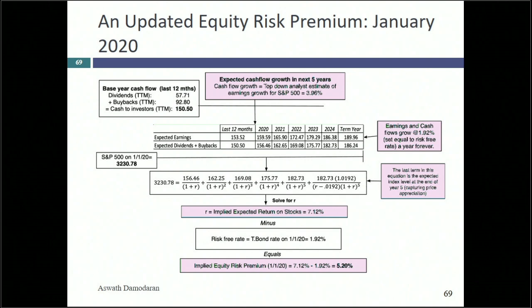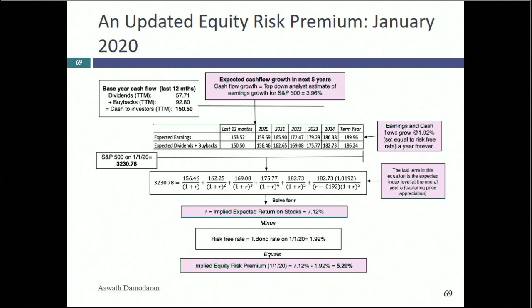So at the start of this year, as was my practice, January 1st, I computed the implied equity risk premium. I'm doing the same thing I did at the start of 2008 and 2009. At the start of 2020, the index was at 3,230.78. If you look at how much of my cash flows come from buybacks, that gives you the breakdown. 60% plus of the cash flows in U.S. stocks came from buybacks last year.